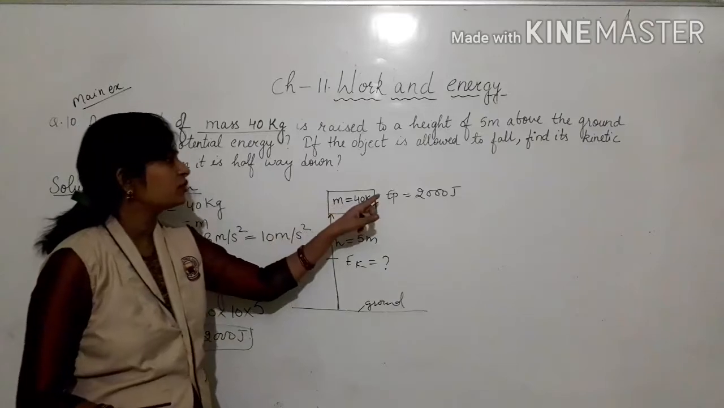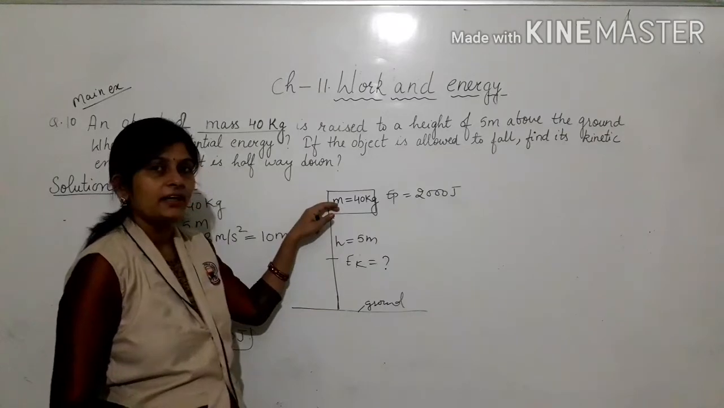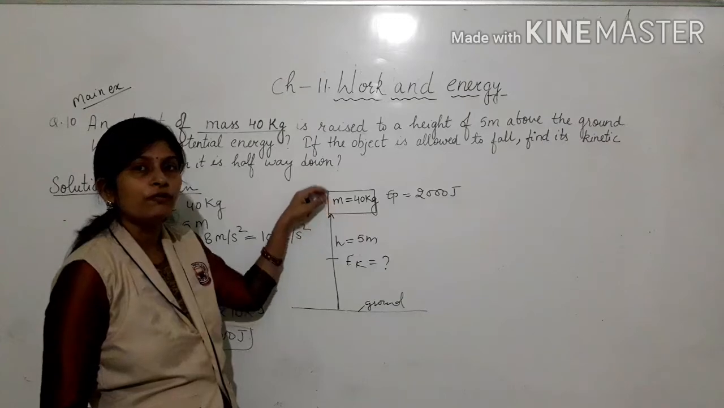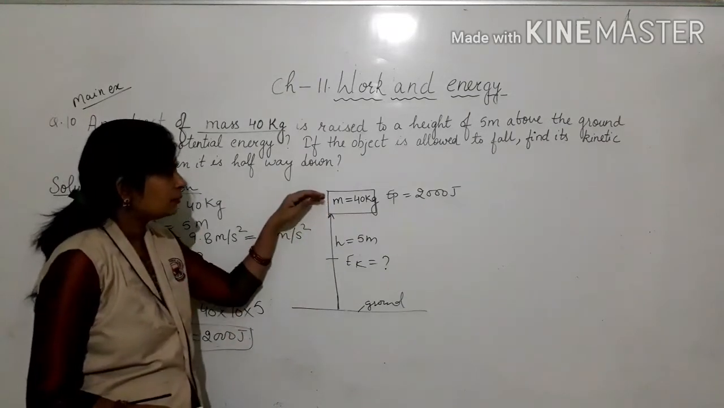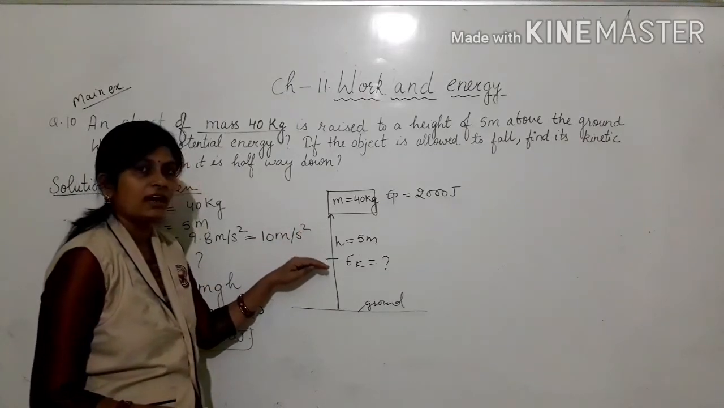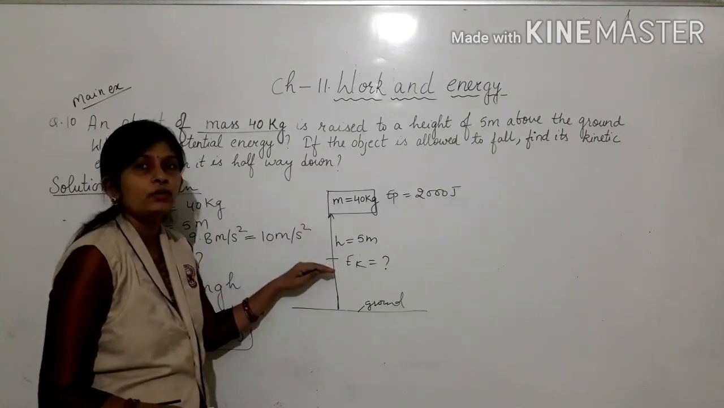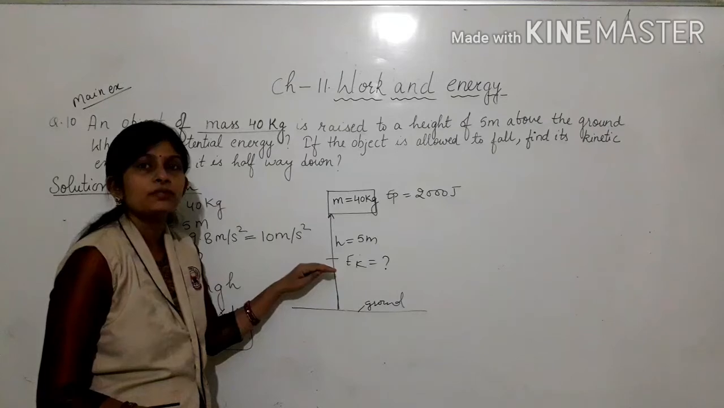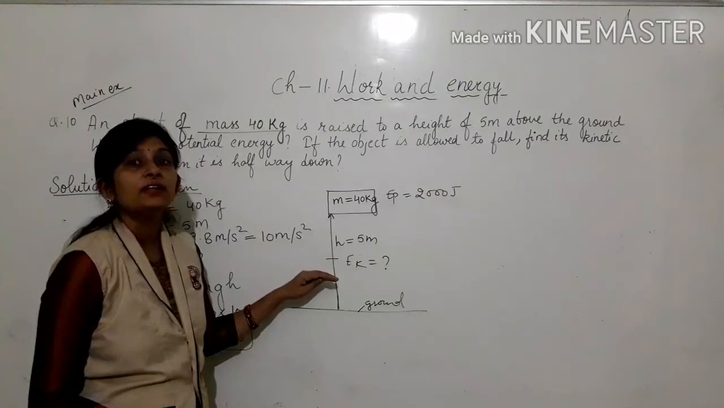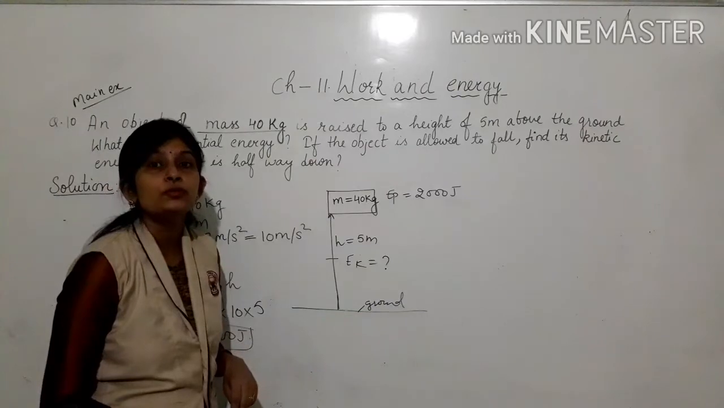So, an object which has 2000 joules of potential energy at this height, when it is released and made to fall freely, its height decreases as it moves down. When it reaches half path, its height becomes half of the former value, so its potential energy also becomes half of its former value. Half of 2000 is 1000 joules. So here it has 1000 joules potential energy.